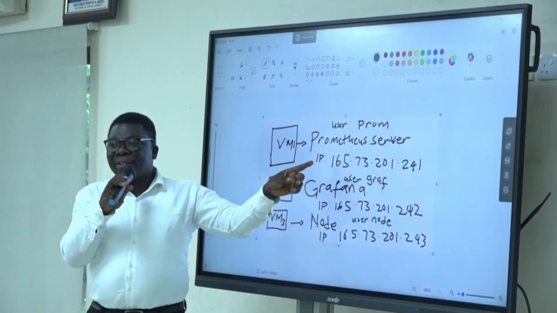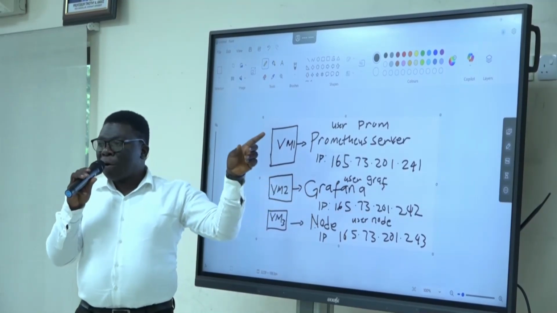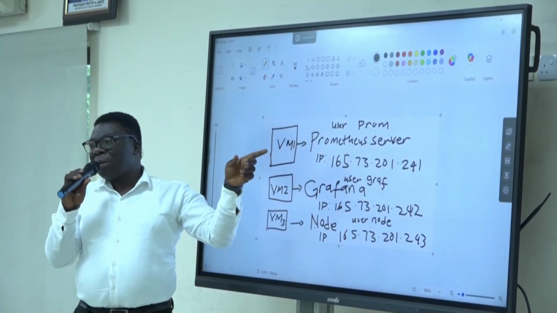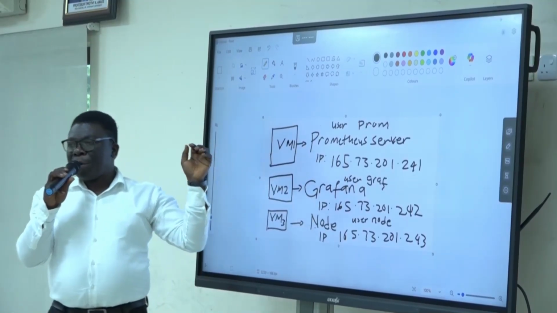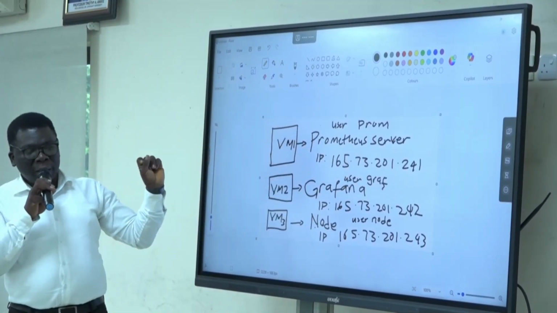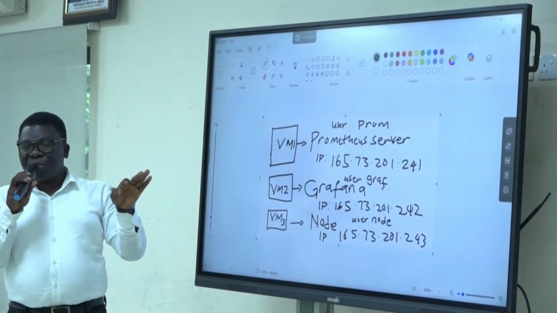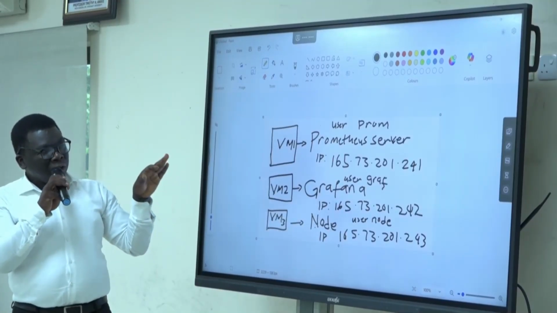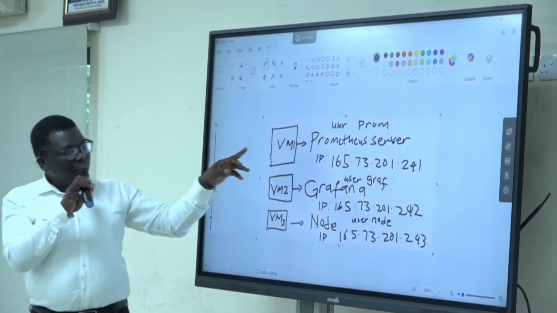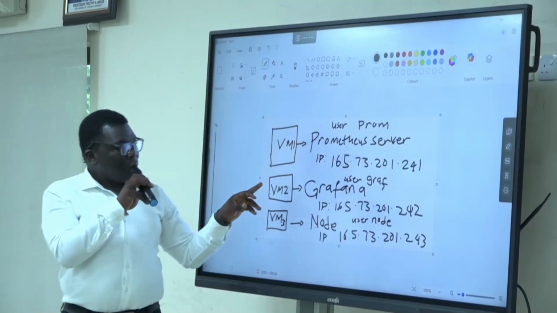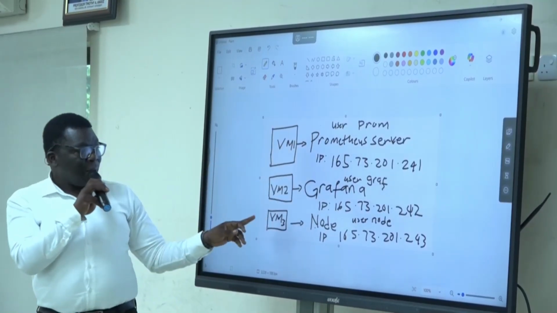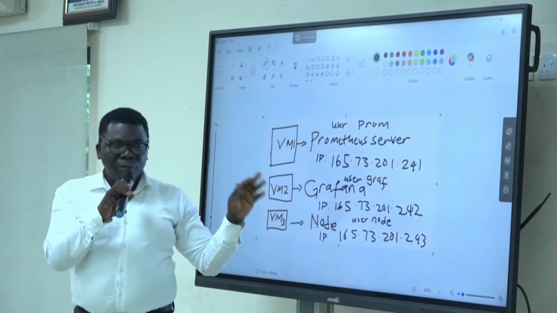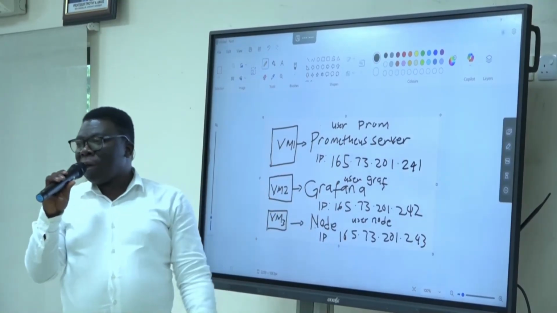So you know the essence of the IP: we are going to be accessing these machines via their IP addresses. I will be doing that on my screen, and you will also be seeing that, and I'll be explaining all of it to you. The username for VM1 is Prom. The username for VM2 is Graph. The username for VM3 is Node. So you watch as we implement.